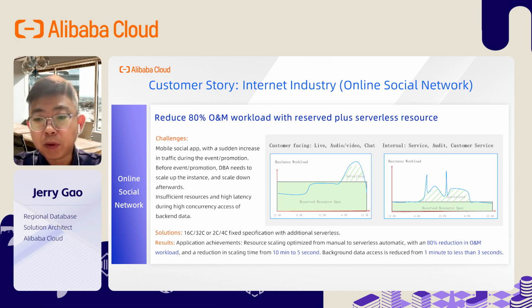And here is a customer from the internet industry. The customer is providing social network apps. The traffic of the app is always unpredictable. When there are events or promotion activities, the DBA team of the customer needs to evaluate the resources and scale up the instance and then scale down afterwards. By leveraging the serverless features, the customer just needs to keep the reserved resources, and the additional resources scale up and scale down automatically by the serverless.